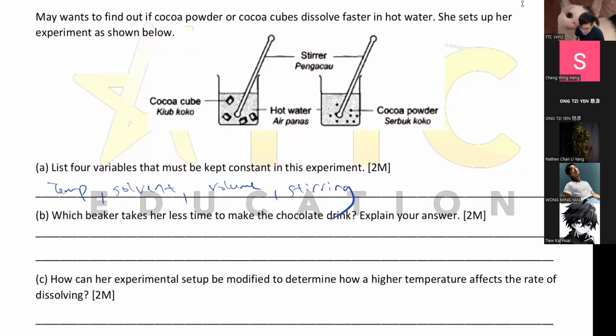So number B, which beaker takes her less time to make chocolate drink? Explain your answer. Which one will dissolve faster? They will usually say A or B lah. Okay, so it's definitely going to be B, right? Why? Because it has a smaller solute size. Size zat terlarut yang lebih kecil.